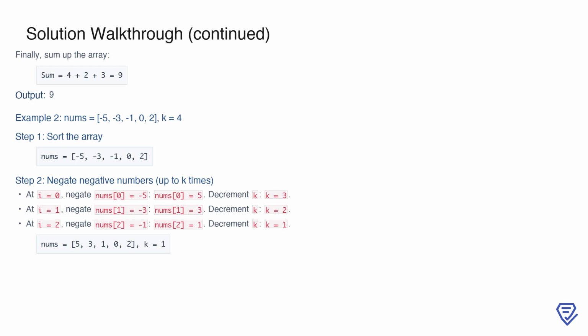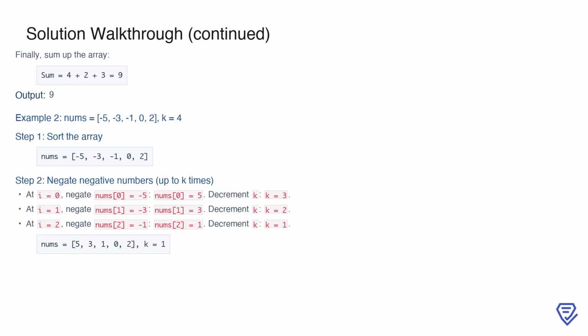Moving on to the second example, we are given nums equals -5, -3, -1, 0, 2, and k equals 4. The first step is to sort the array, which arranges it as -5, -3, -1, 0, 2. Then, we start negating the negative numbers.